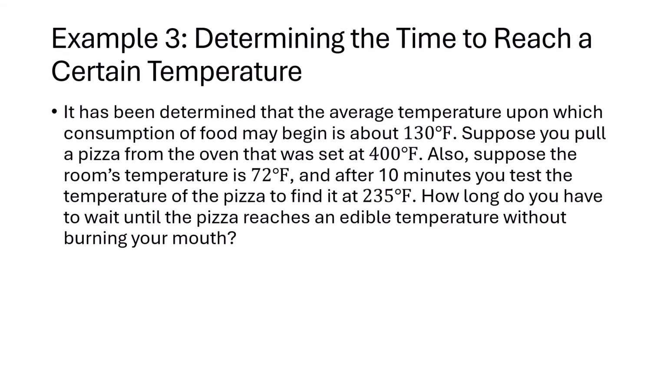Our third example is to determine the time to reach a certain temperature, which is probably a pretty important question. We know from research that the average temperature upon which consumption of food may begin is around 130 degrees Fahrenheit. Basically, food at this temperature will be warm enough to eat, but possibly not too warm to burn the inside of your mouth. Suppose you pull a pizza from the oven that was set at 400 degrees Fahrenheit.